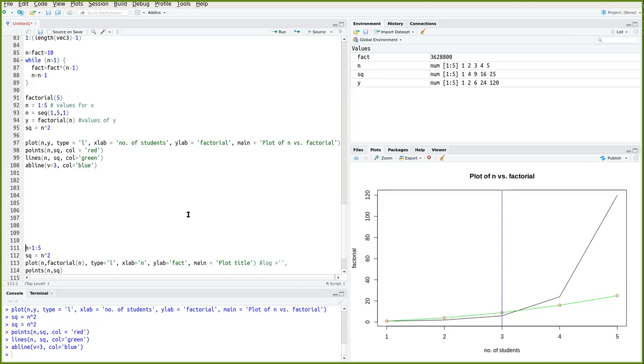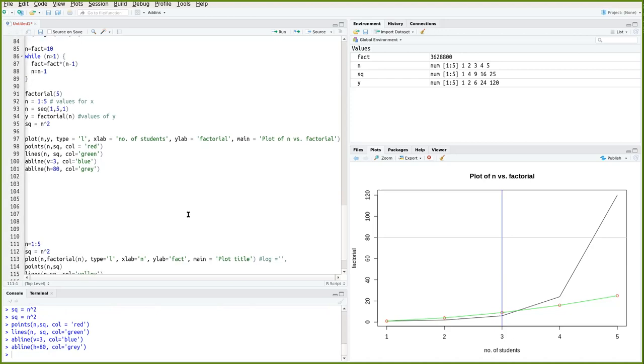Similarly, you can do it for a horizontal line. h equals, say, 80, and color, I'll do gray. And okay, so you have a line here. So this is very basic plotting.